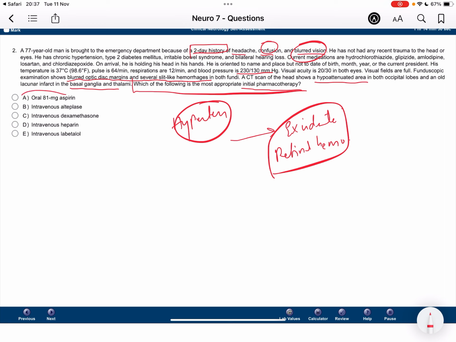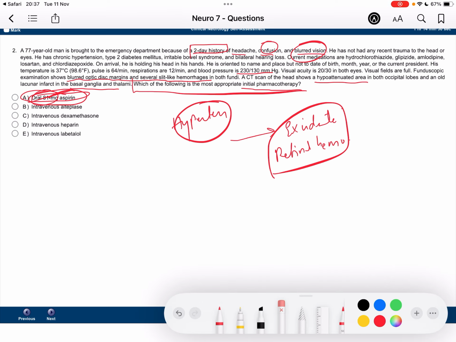Oral 81 milligrams of aspirin. I would not be giving aspirin if the patient has not got any stroke. Remember that. And this patient's CT scan did not show any signs of acute ischemic stroke. So 81 milligrams of aspirin is not the answer. Even if aspirin were the right option, the patient has not got the correct dose because 300 milligrams is the right answer. So I will not be selecting this option.